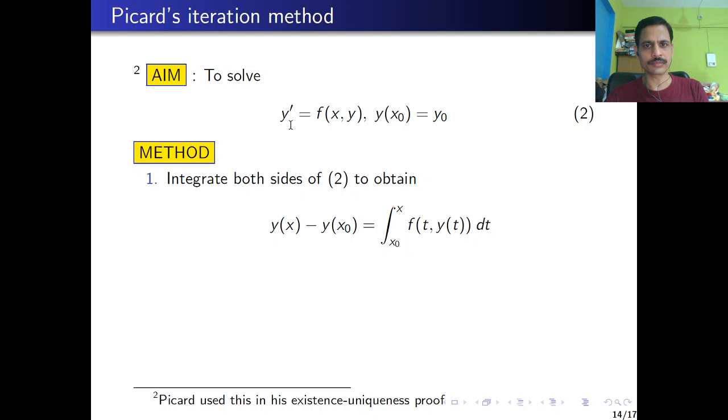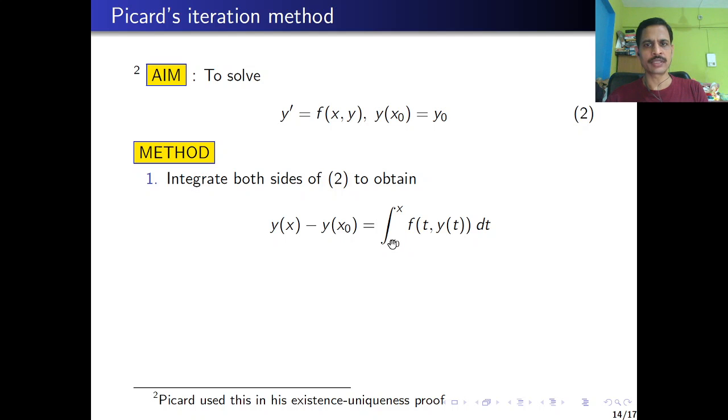Now we can apply fundamental theorem of calculus to write it in the following way. So by fundamental theorem of calculus, this integration we get y of x minus y of x naught is equal to integration from x naught to x of the function f of t, y of t, dt. So this integration is performed with respect to the variable t.